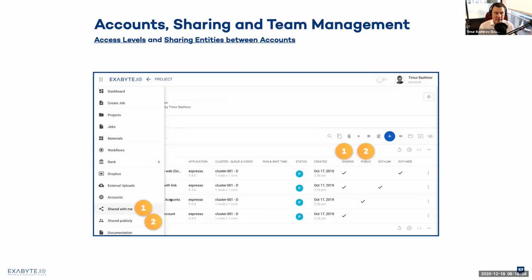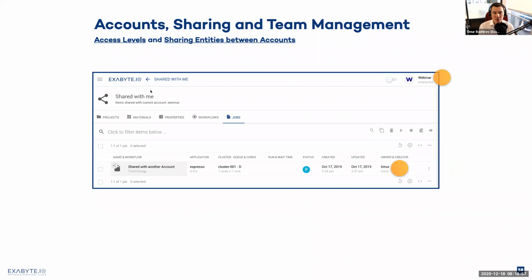To be able to access the entities that were shared with other accounts directly or shared publicly, we have two shortcuts in the left-hand sidebar. And accordingly, we show the statuses for the entries in the table, right? So if you navigate to the Shared with Me panel and go to the jobs, we are now able to see the job that I just shared with the webinar account from my personal account.